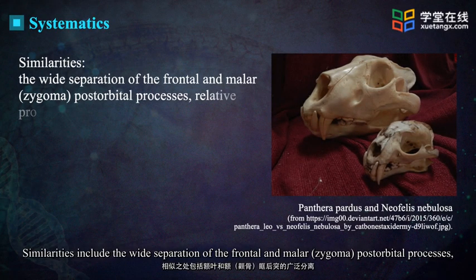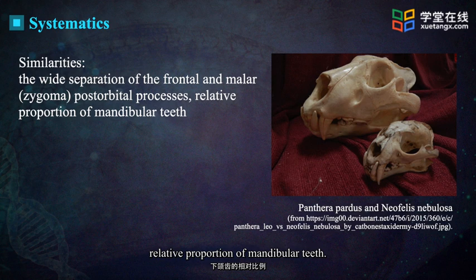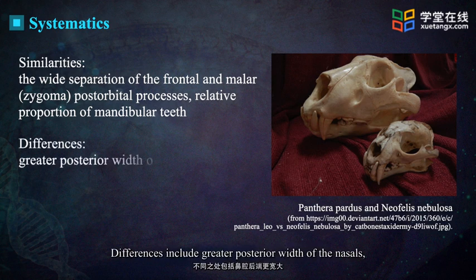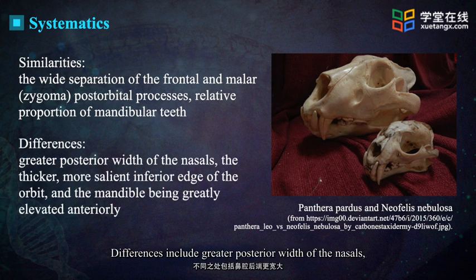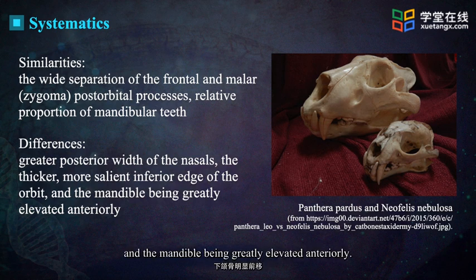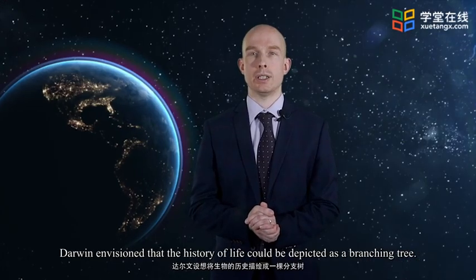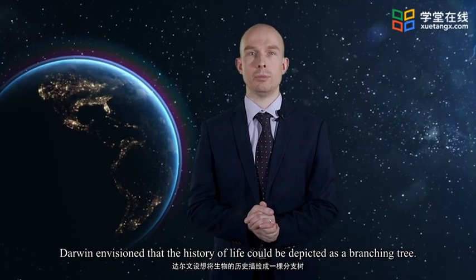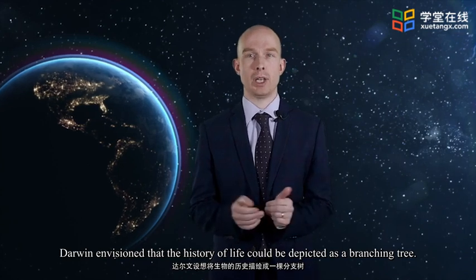Similarities include the wide separation of the frontal and malar zygoma postorbital processes, relative proportion of mandibular teeth. Differences include greater posterior width of the nasals, the thicker, more salient inferior edge of the orbit, and the mandible being greatly elevated anteriorly.